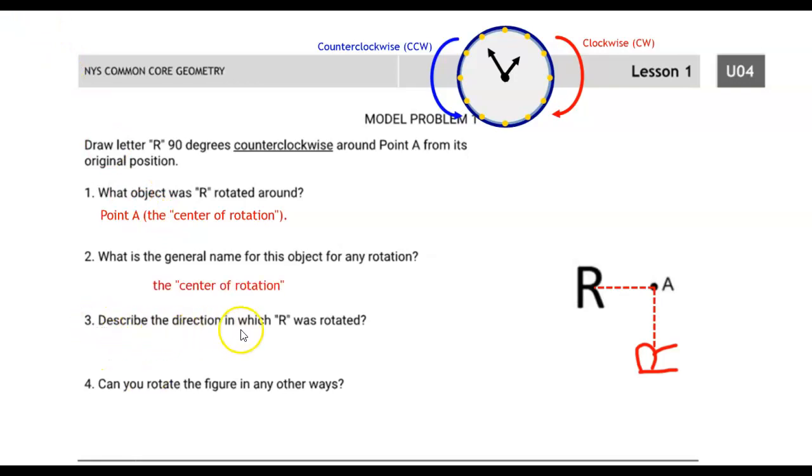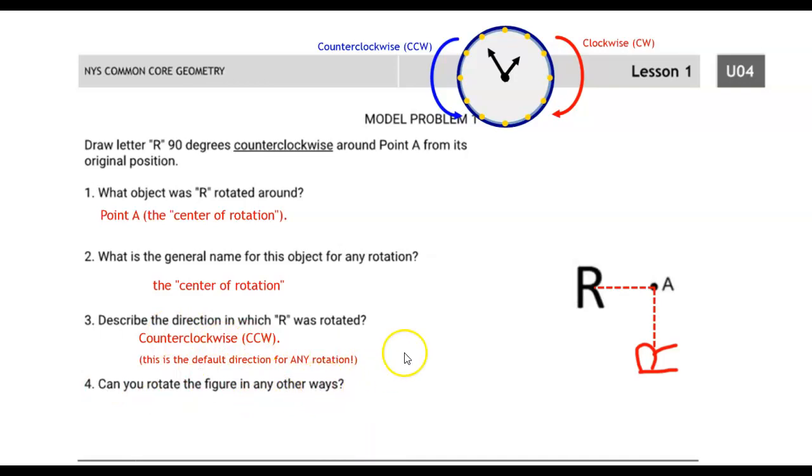Next, we have to describe the direction in which R was rotated. We can say that it is rotated around the shape, but I don't really want to say left or right because that's a little misleading. The way that you refer to how something is spun around a center of rotation is to either refer to clockwise or counterclockwise, and in this case, it was counterclockwise. And just so you know, if the problem asks you to do a rotation and it doesn't specify which direction you're supposed to spin it, this is the default direction for any rotation, counterclockwise.